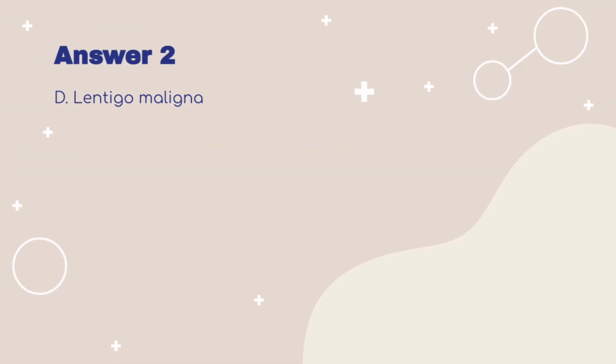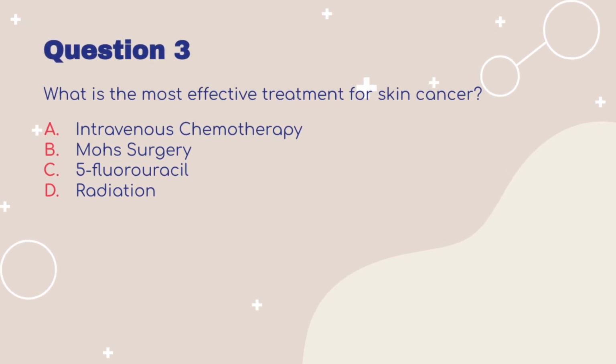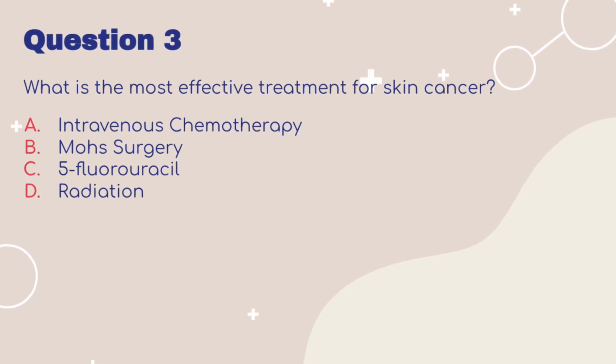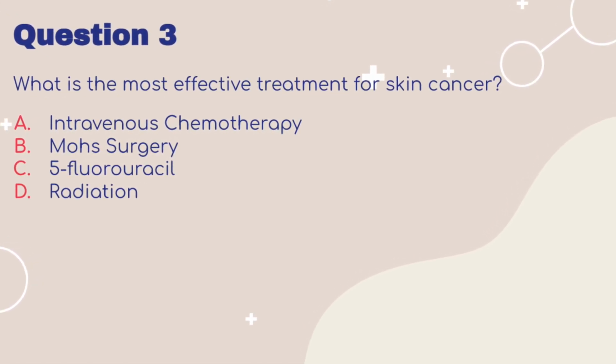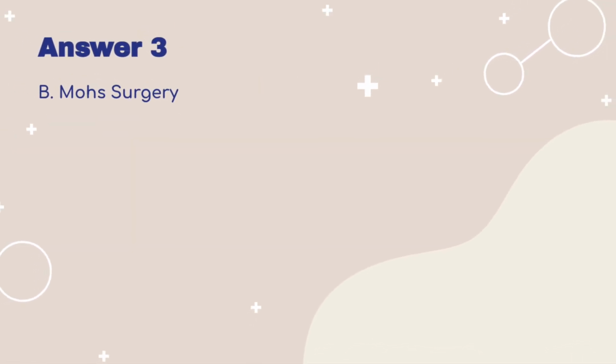Lentigo maligna. Question 3. What is the most effective treatment for skin cancer? A. Intravenous chemotherapy, B. Mohs surgery, C. 5-fluorouracil, D. Radiation. The answer is B. Mohs surgery.